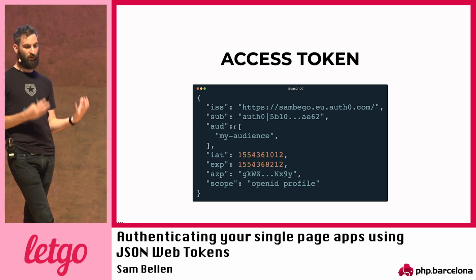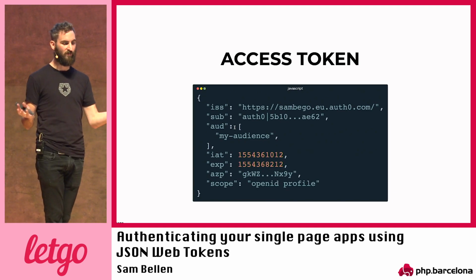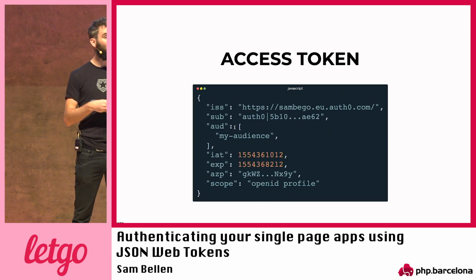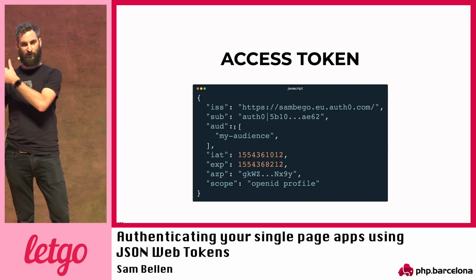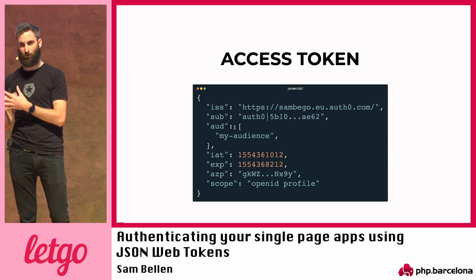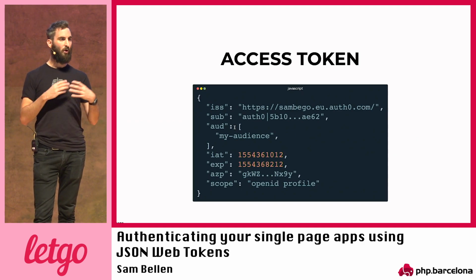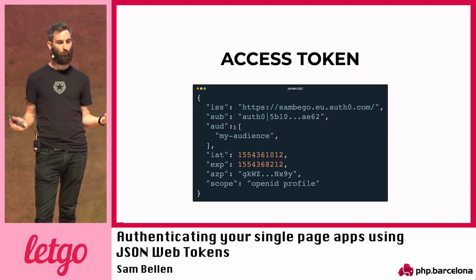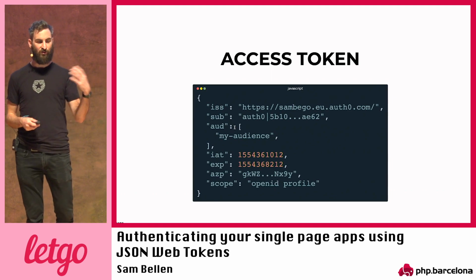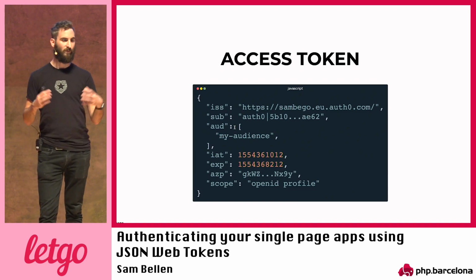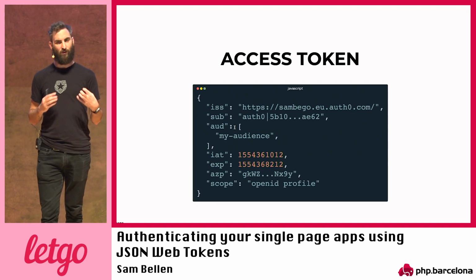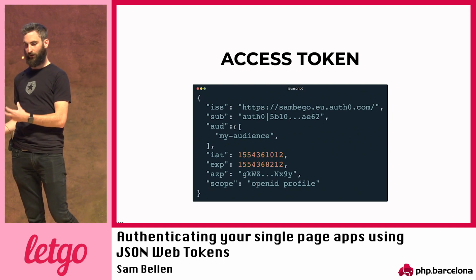It's going to contain who issued it. This is my authorization server, or Auth0 in my case. Which user it's issued for, my user ID. Which audience, and this is basically just a list of all the APIs that can use this token. If we try to use this token with an API that's not in this list, it would probably not accept it. The issue date, expiry date, and also the scopes that I granted to the user when this token was issued. So this is all data that's related to using an API.